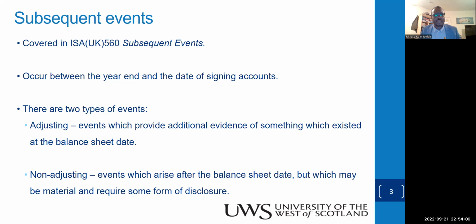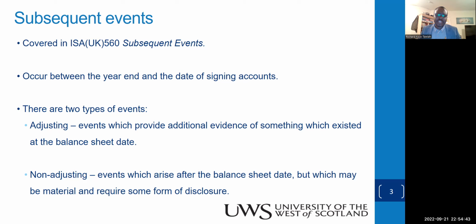So like I said, year-end subsequent events, ISA 560, occurs between the year-end and the date we sign the accounts. So two events: adjusting and non-adjusting. When we talk of adjusting events, they are those events which provide additional evidence to us about something which existed at the balance sheet date. Not after the balance sheet date. We are talking of the balance sheet date. So any event, additional evidence that this thing actually occurred, applies to the balance sheet date. Then we have to go and adjust it.